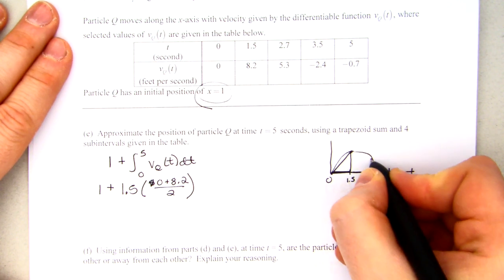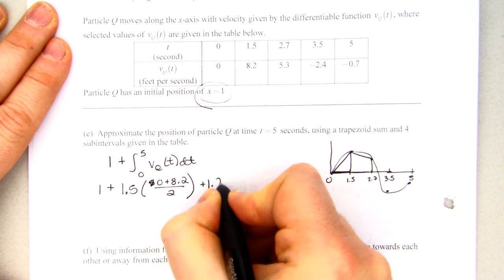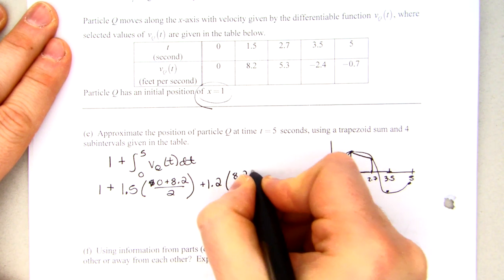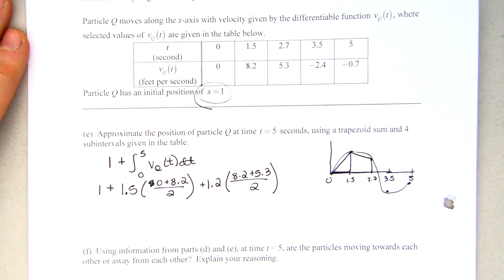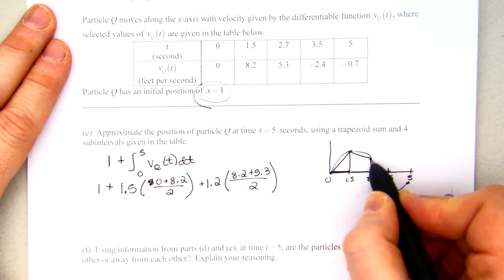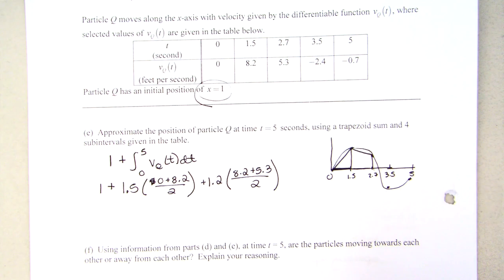The next trapezoid, what's your base of the next one? 1.2. Average of the heights is 8.2 plus 5.3 divided by 2. I definitely feel like the picture breaks down a little bit after this. You've got a positive height and negative height, but I think your formula is going to work the exact same way. Base times the average of the heights, base times the average of the heights. See if you can finish this calculation.